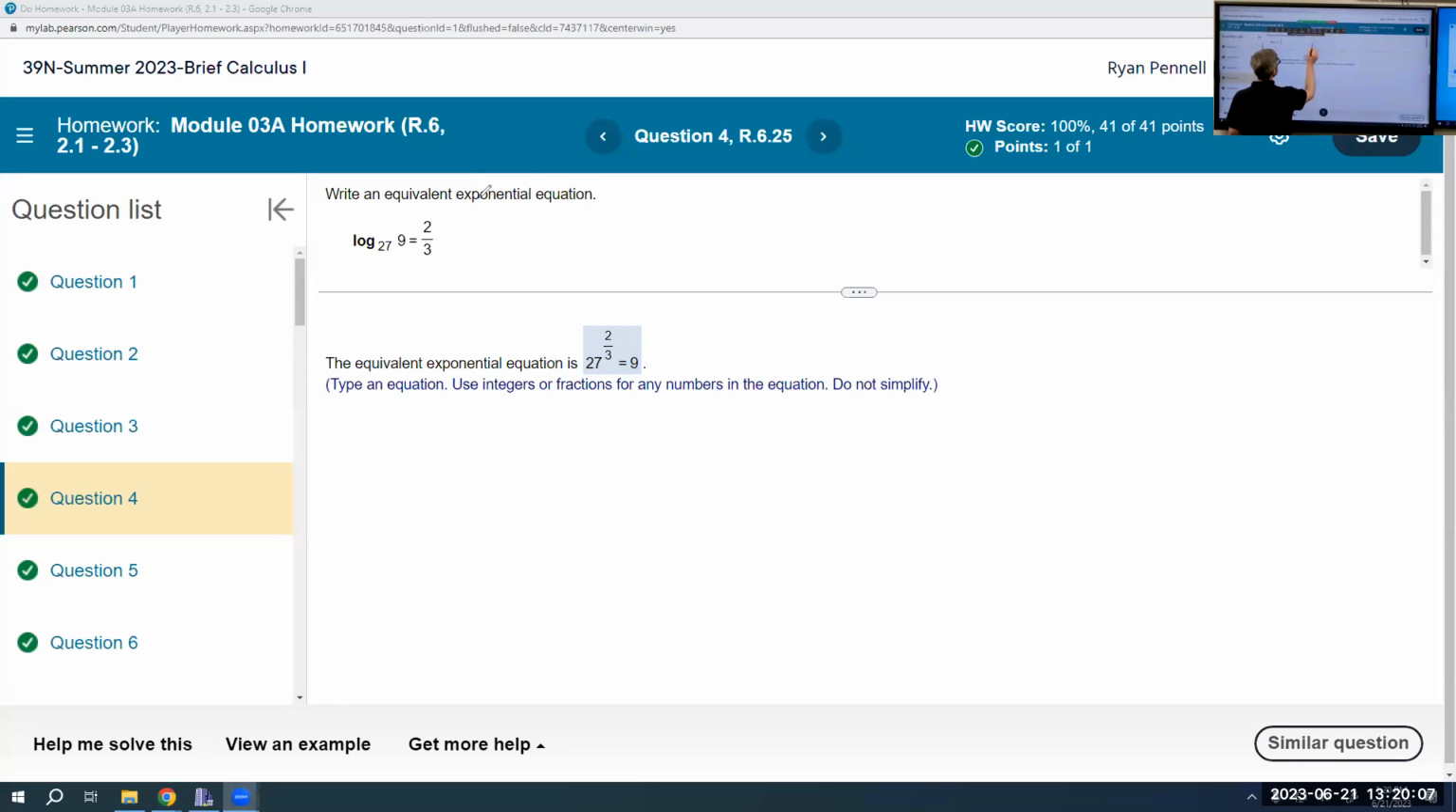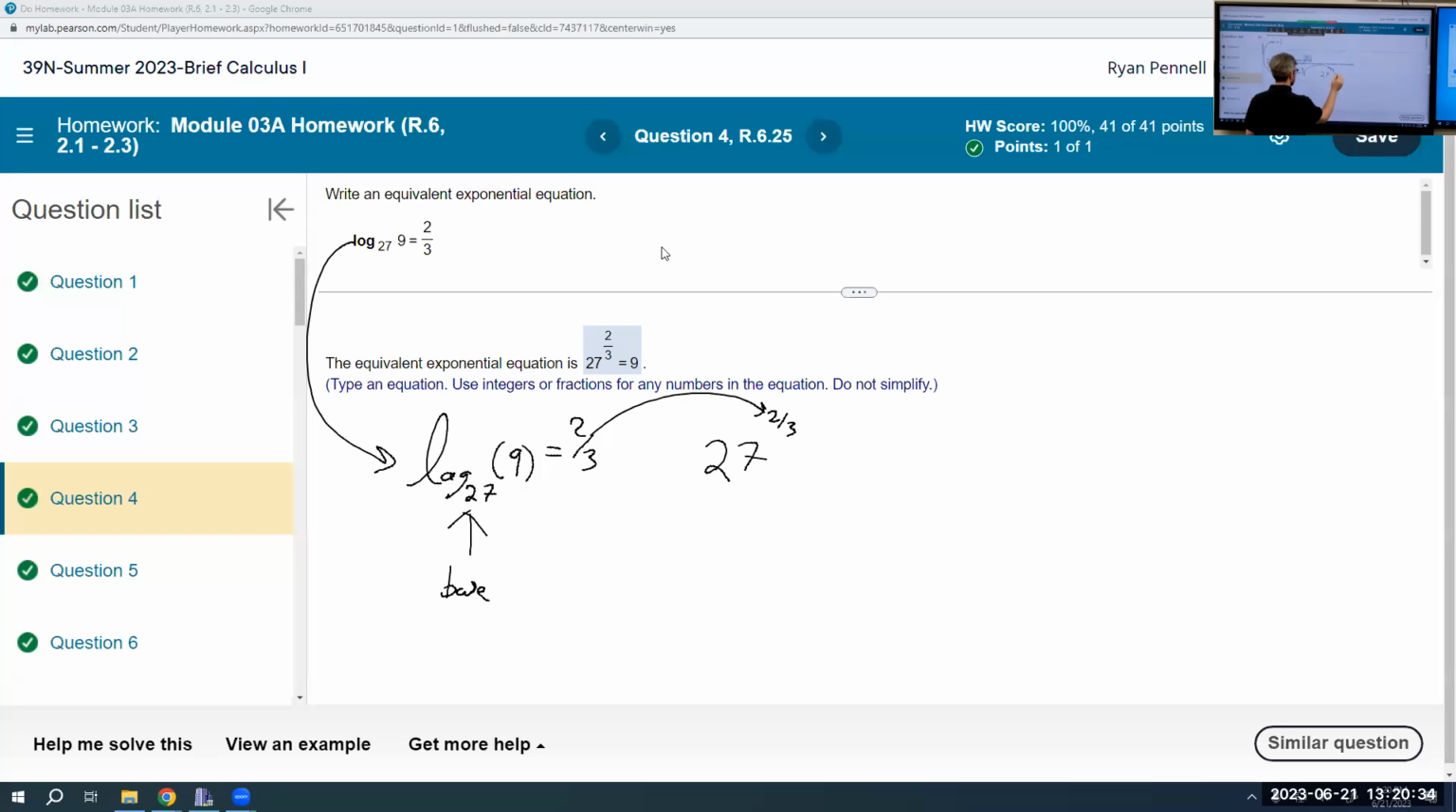This one I wanted to do just because I thought maybe the fraction might give us trouble. So we want to rewrite this as an exponential. This is log base 27 evaluated at 9 equals 2/3. Okay, this is my base. So 27 to the 2/3 equals 9. And that's the answer. That's all you have to do.